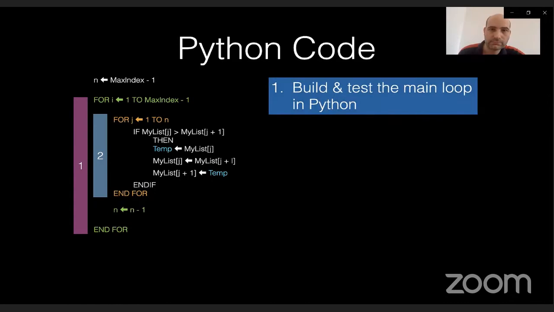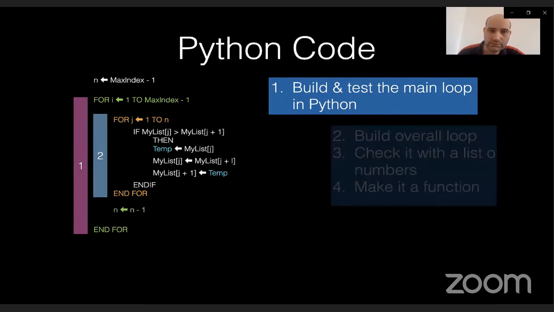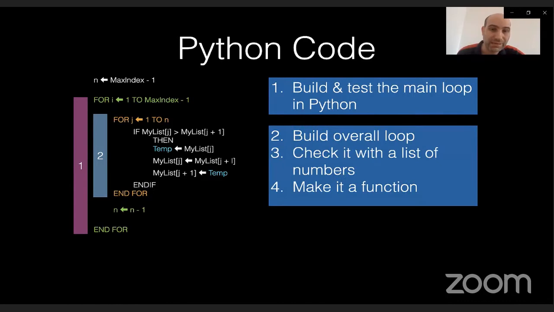Build the main loop in Python, that's task number one. Then number two, build the overall loop. Check it with a list of numbers and make it a function. That's what I'd like you to do.